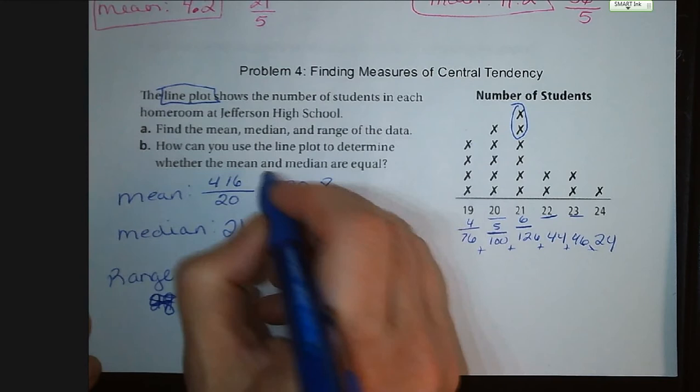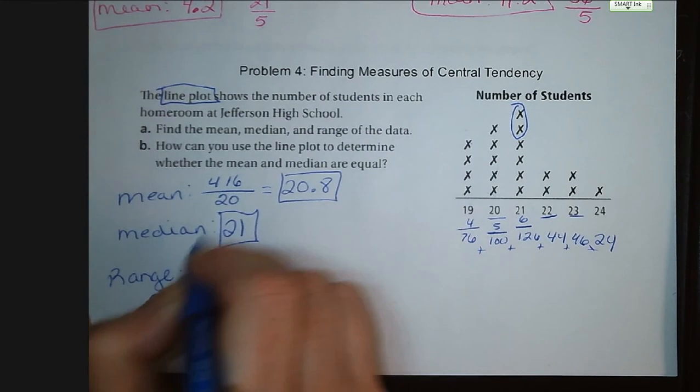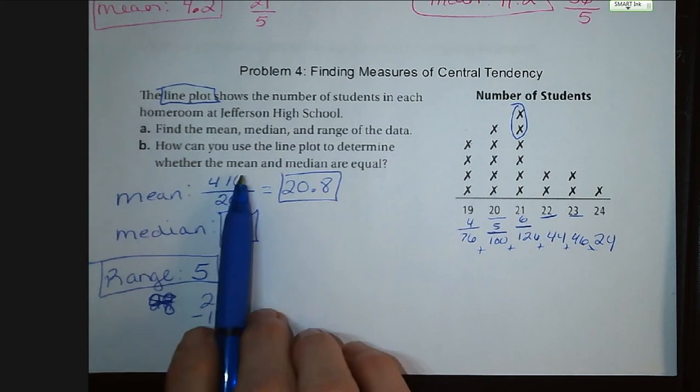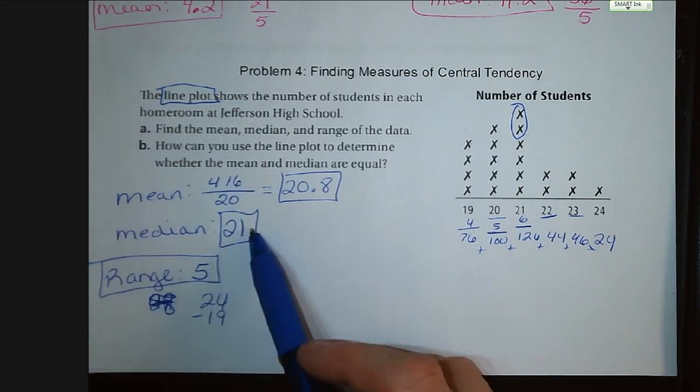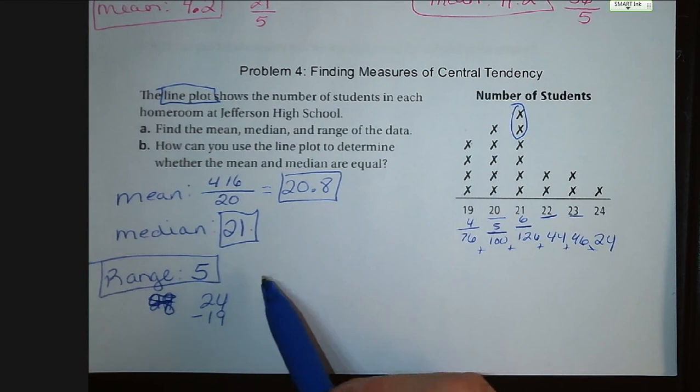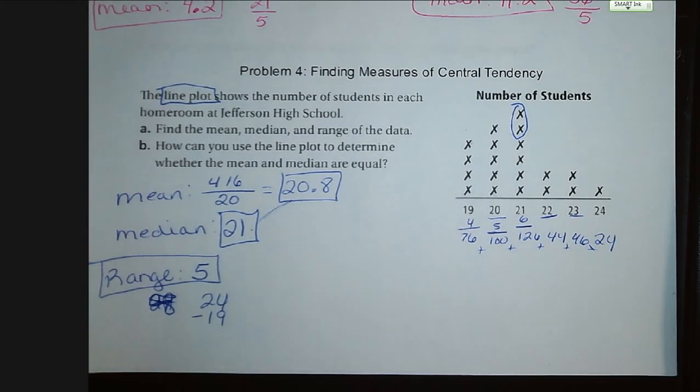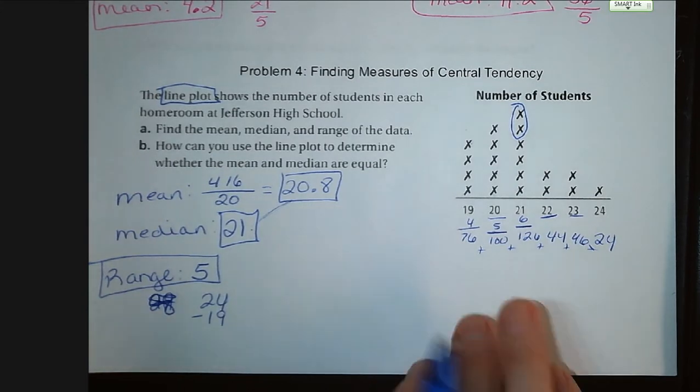Okay, so we've answered part A. We've determined all 3 of those. Now, how can you use the line plot to determine whether the mean and median are equal? Well, we just find where the mean comes up, see if it's our middle data point. It's pretty close. Yeah, it is darn close. Okay, moving on to the next page.